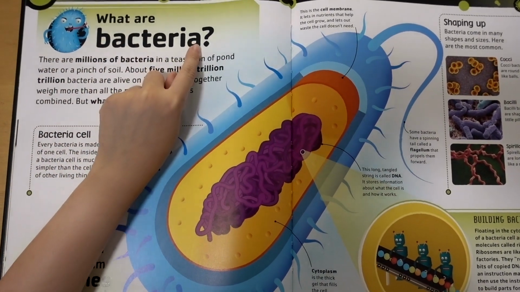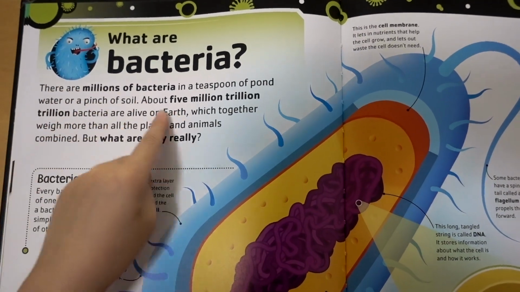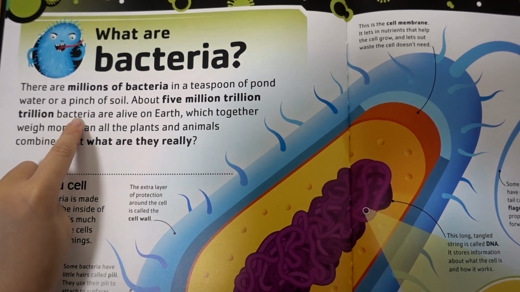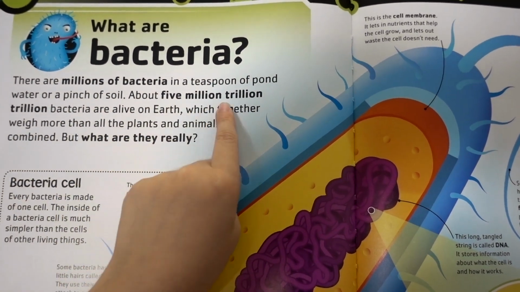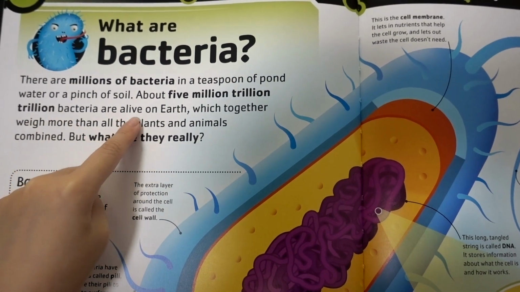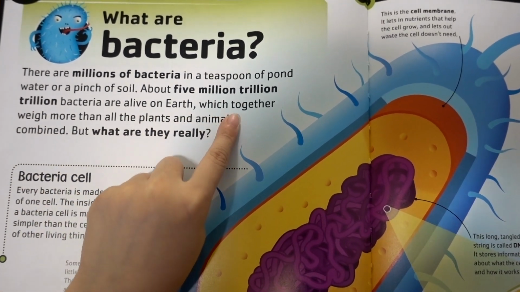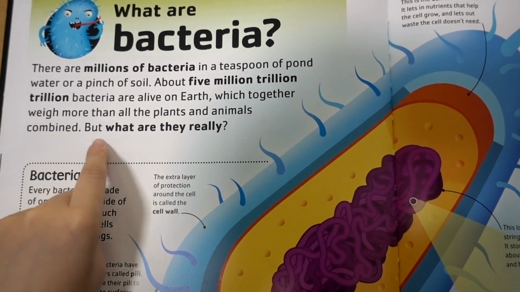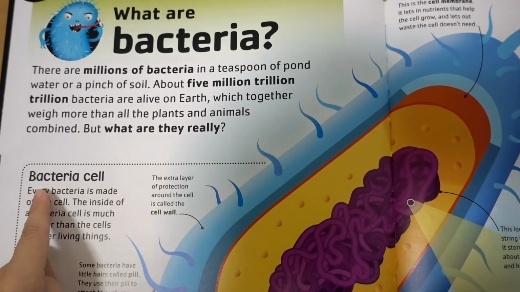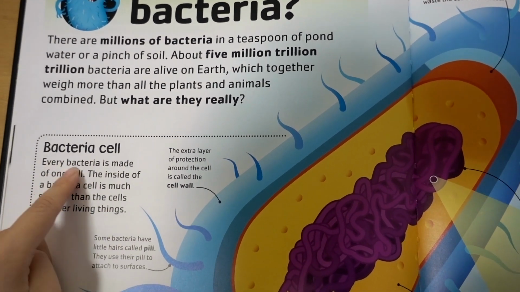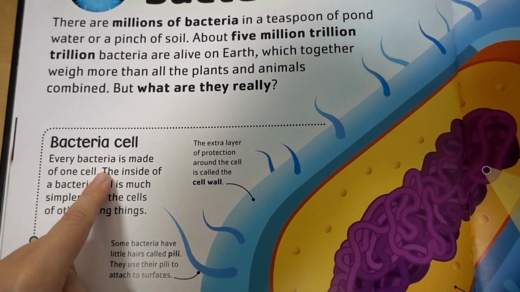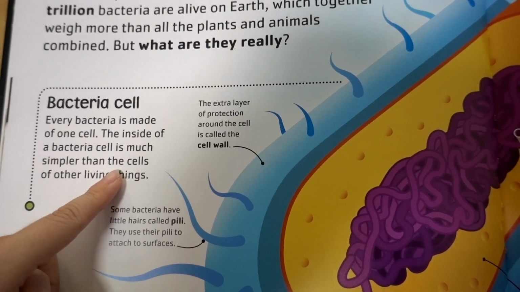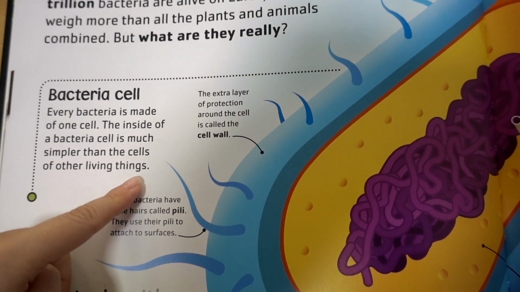What are bacteria? There are millions of bacteria in a teaspoon of pond water or a pinch of soil. About 5 million trillion bacteria are alive on Earth, which together weigh more than all the plants and animals combined. But what are they really? Bacteria cell. Every bacteria is made of one cell. The inside of a bacteria cell is much simpler than the cells of other living things.